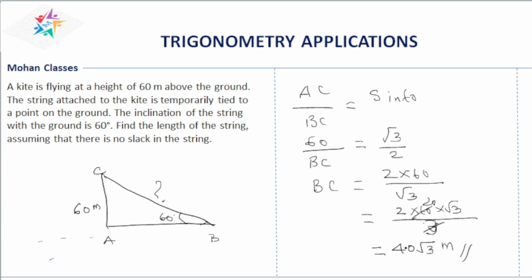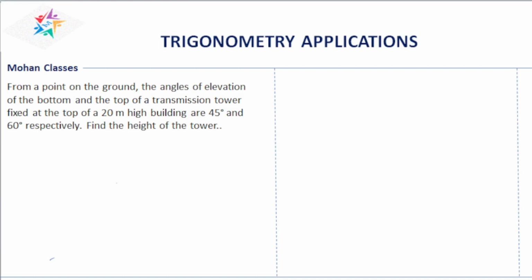Clear? It's very simple. The only thing you have to understand is that the question is looking very lengthy, but if you understand it, it is very easy. Only one ratio. With one ratio, here it is sin 60, right? Very easily we can do the sums. Let us move to the next. Let us draw the diagram first.